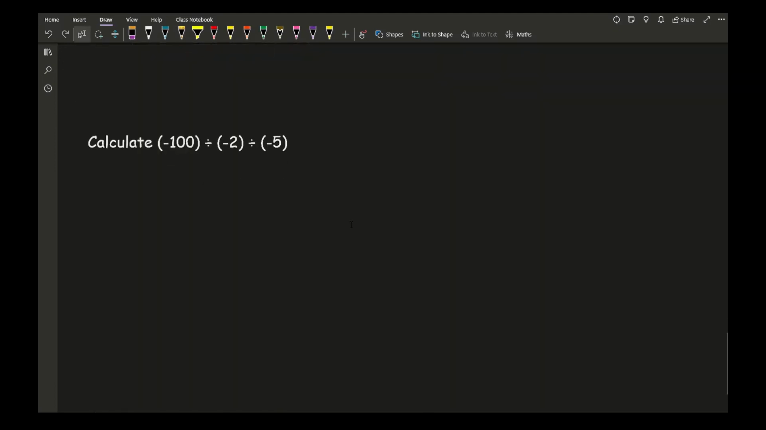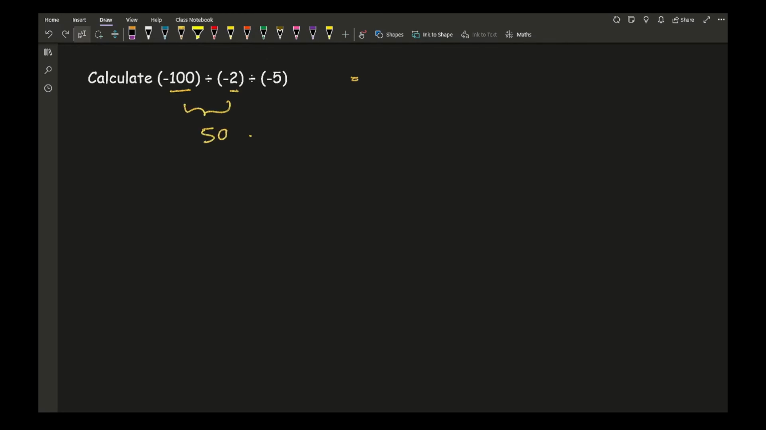So then finally, moving on to a question that involves more than two numbers. Again, I'm going to do this separately. So I'm doing 100 divided by 2, which is 50. And so we'll just write 50. And then 50 divided by 5 gives me an answer of 10. So now all I've got to do is count how many negative numbers I've got. Well, I've got 3 negative numbers, and 3 being odd, which means that the answer will be minus 10.